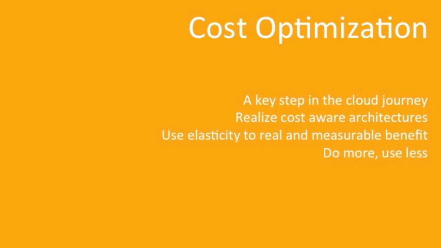Cost optimization as a topic today is a key step in the cloud journey. It's a point in time within the cloud journey that many people sit back and look at how they realize a cost-aware architecture within AWS. Today's webinar is about understanding those properties, how to use elasticity to gain some real and measurable benefit, and ultimately to enable you to do more in AWS whilst using less, becoming efficient in your operations.